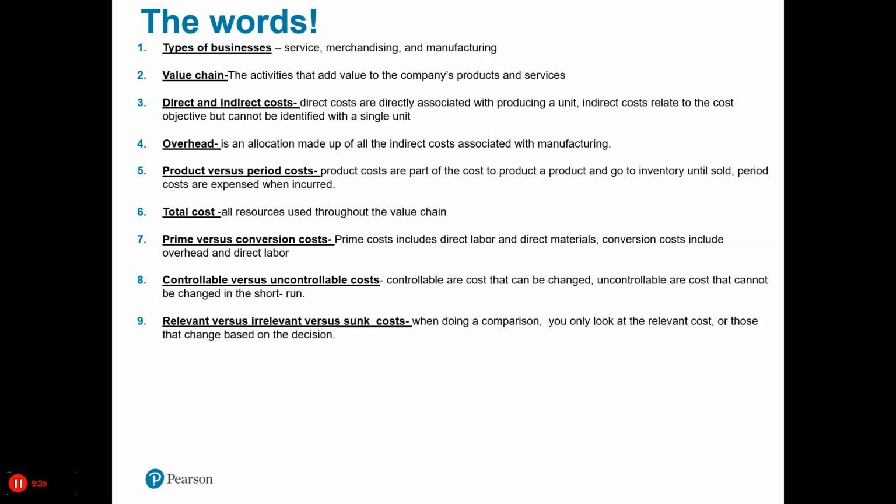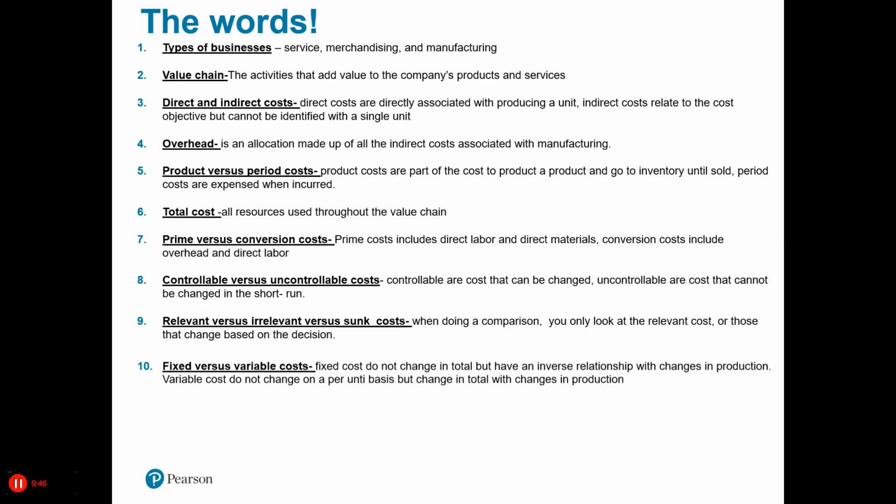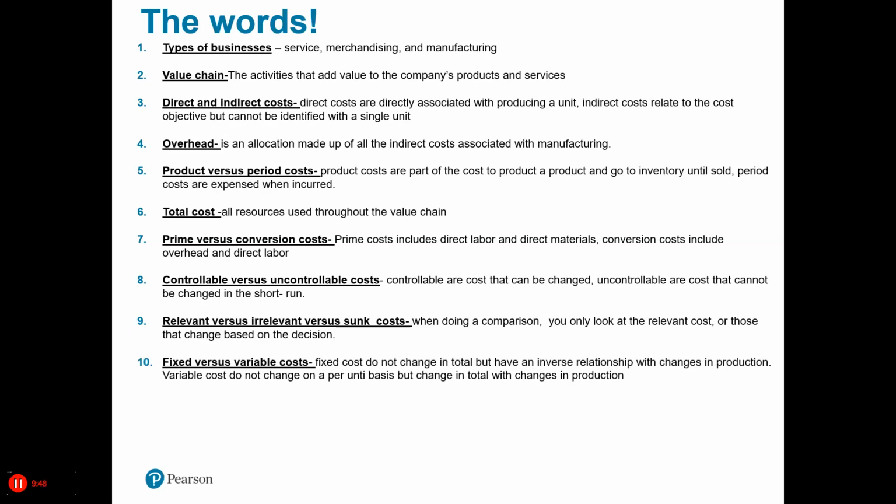Relevant versus irrelevant versus sunk costs. When doing a comparison, you need only look at the relevant costs, the costs that change based on you making a decision. Fixed versus variable. Fixed costs do not change in total, but have an inverse relationship with changes in production on a per unit basis. That's why we do not look at fixed costs on a per unit basis. Variable costs do not change on a per unit basis, but change in total with changes in production.